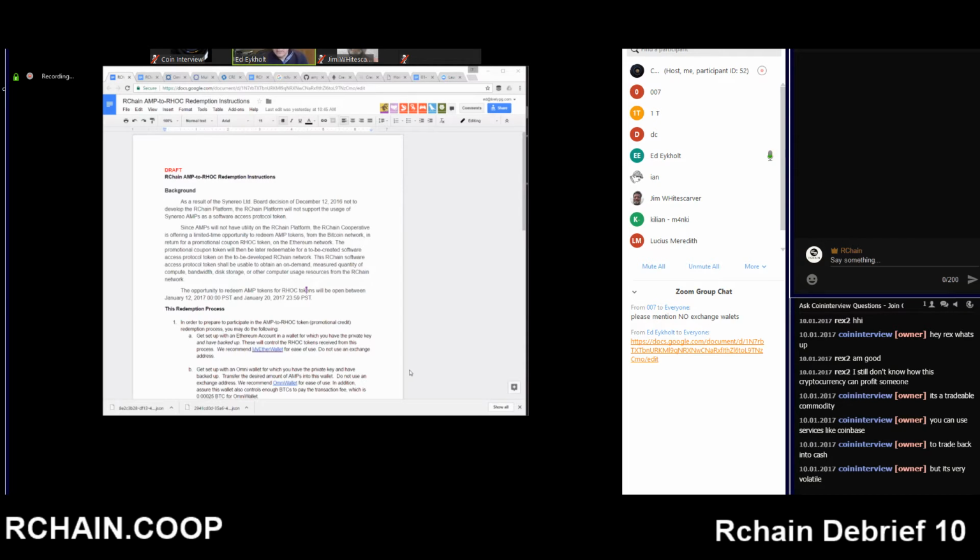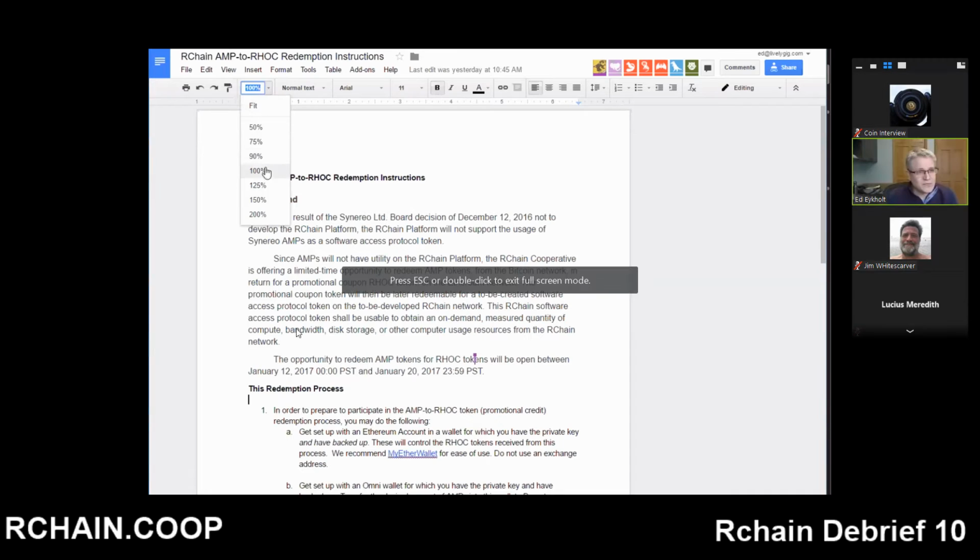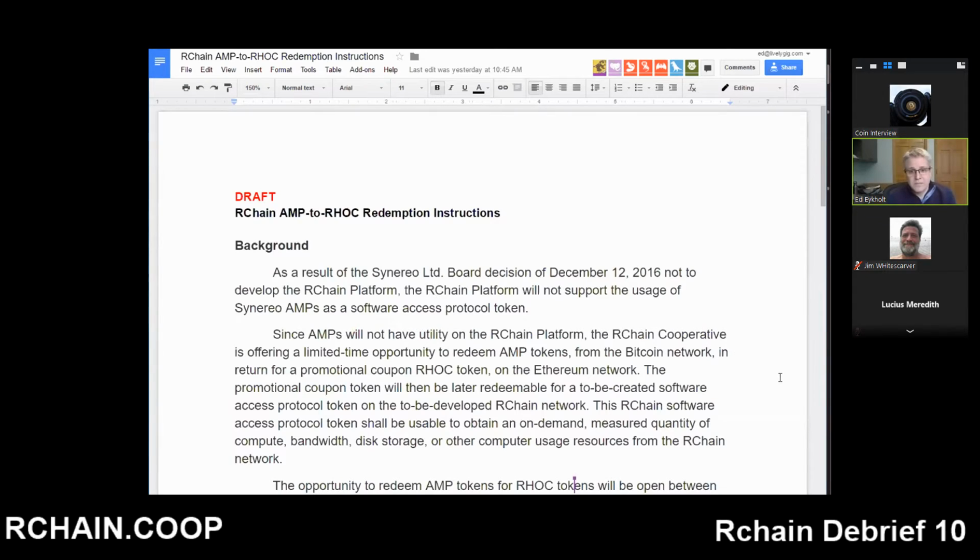So am I sharing just my left side of the screen, this document? Okay. We just see the browser window. Okay.